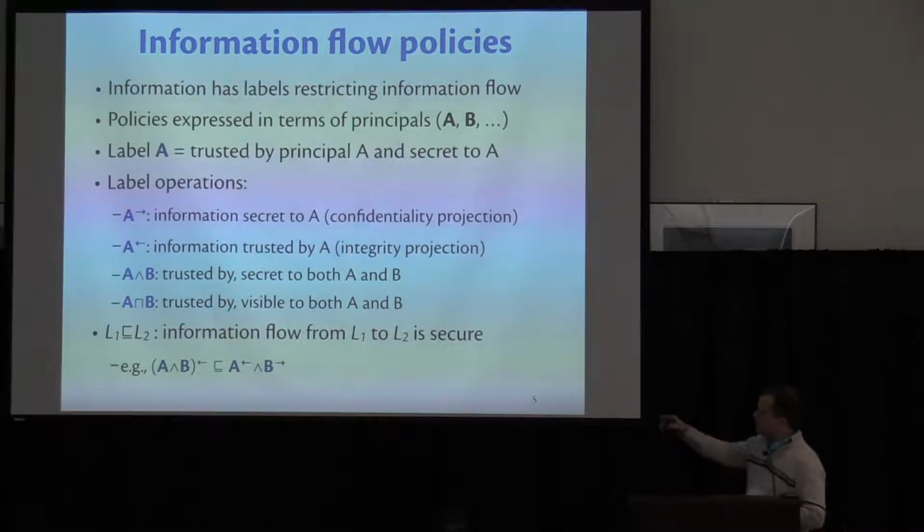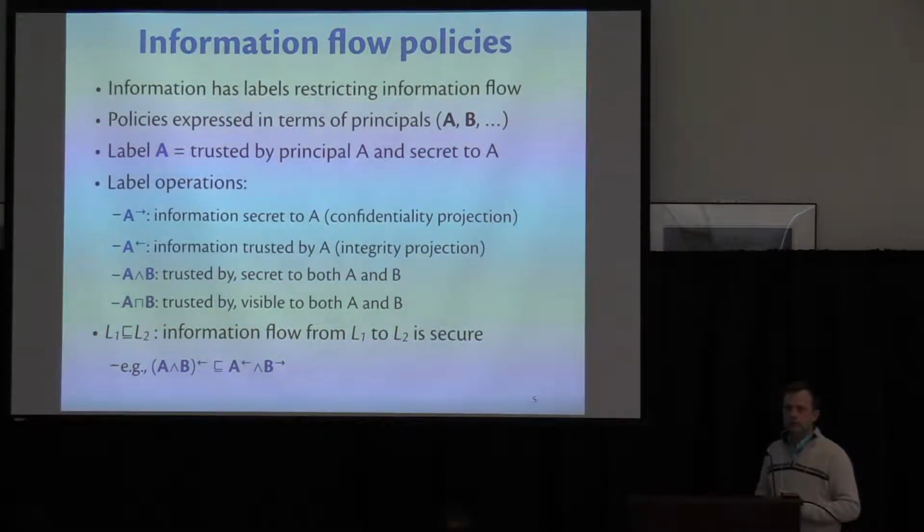And that's distinct from the information flow meet, which is that upside down intersection operator. That is information that is allowed to flow to both A and B. It's trusted by both of them, but both of them can see it. Okay, and there's a couple more operators, which you can imagine the usual duals.